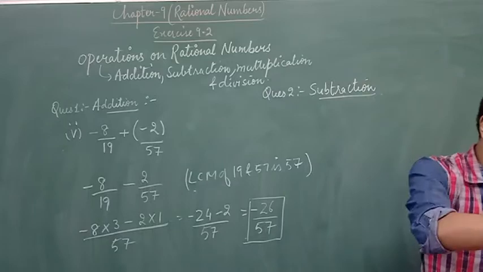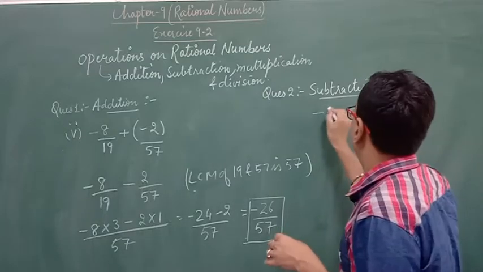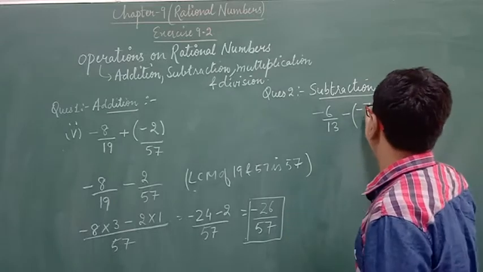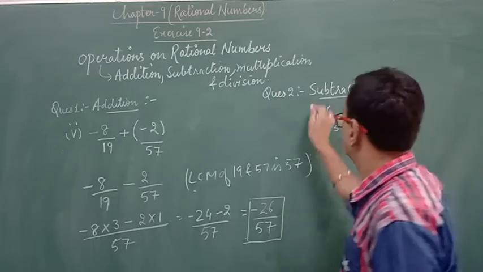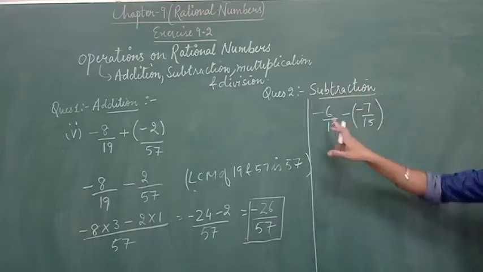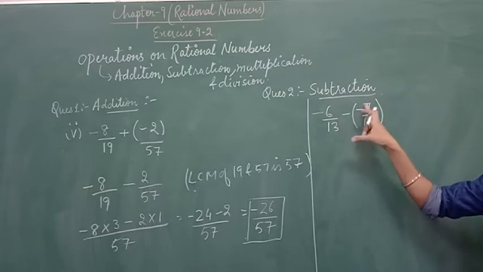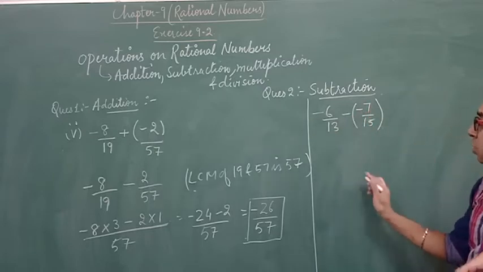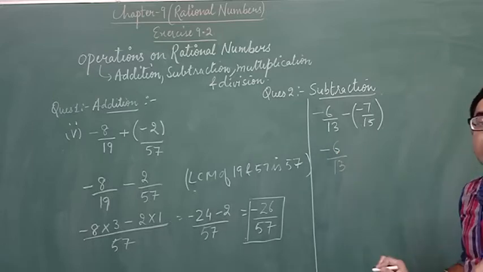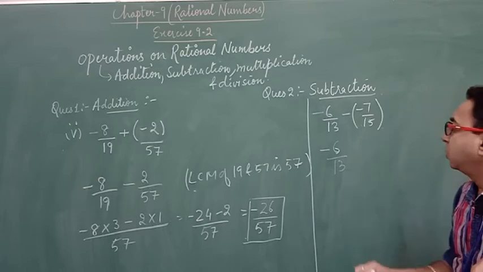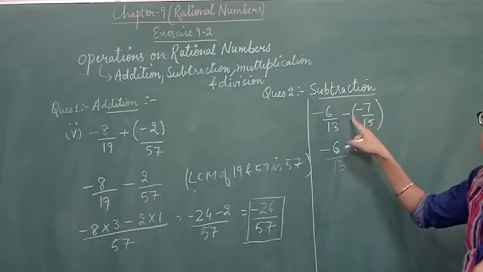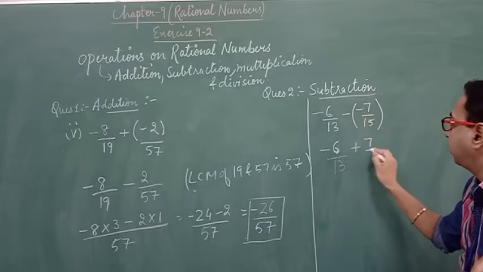Very easy. Let me take this part. Minus 6 by 13 minus of minus 7 by 15. The question is like this. So I'll solve it here only. Very easy question. See, what is the question? Minus 6 by 13 and minus of minus 7 by 15. Are we clear? So what we have to do, first of all, open the bracket. I told you the first rule is open the bracket. You have to open the bracket, then only you're able to solve. Clear? Now minus outside, minus inside, then multiply. Minus minus plus, so it will be 7 upon 15.